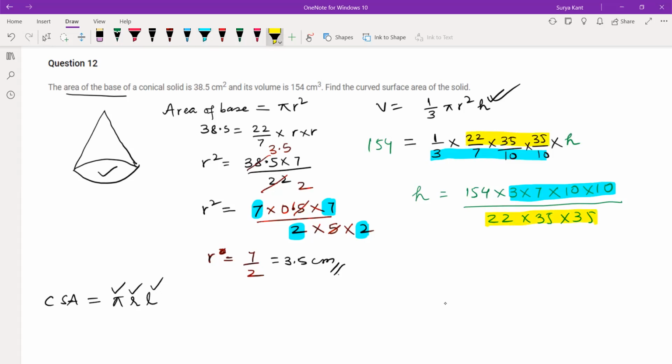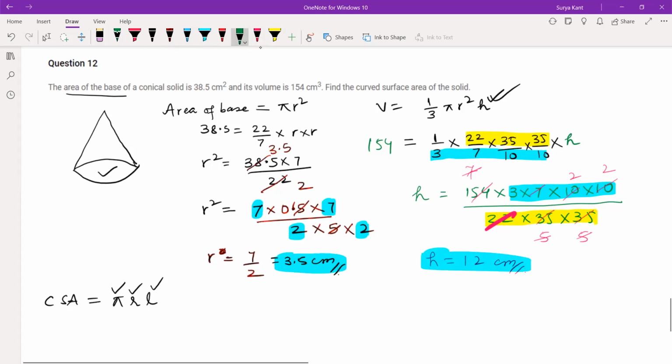Okay, now we start cancelling. 22 sevens are 154. 7 fives are 35. Again, 7 fives are 35. 5 twos are 10. Again, 5 twos are 10. So we get height is equal to 12 centimeter. So if you know R and if you know H, we can find L now. So L is equal to root over H square plus R square.